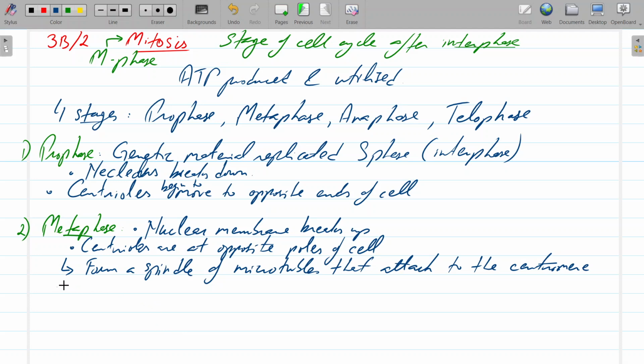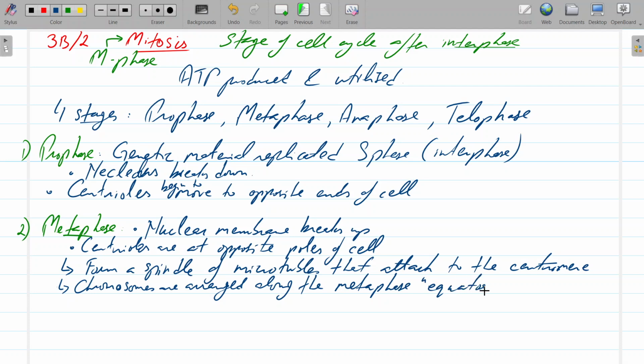And right, the chromosomes, all 46 of them, are arranged along the metaphase equator. Alright, so the cell looks something like this during metaphase. Alright, you've got your chromosomes. In fact, draw them like this.